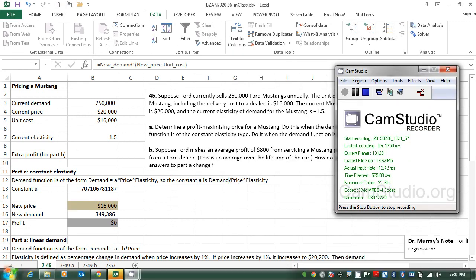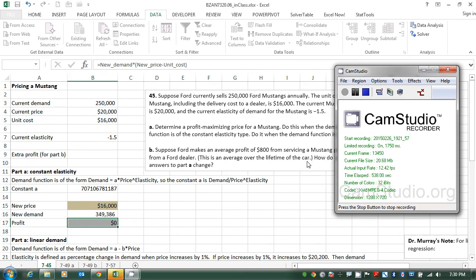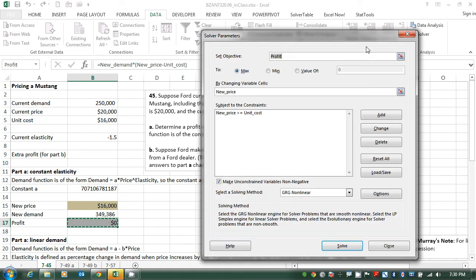All right, so add. Whoops, what happened there? All right, price has to be greater than or equal to cost. All right. Can I think of anything else? I can't. All right, I can't. So select a solving method. Well, we know this is a nonlinear problem, so GRG looks like the way to go.